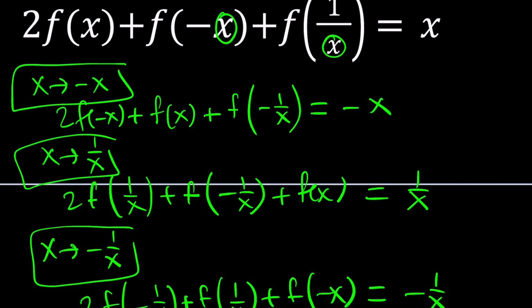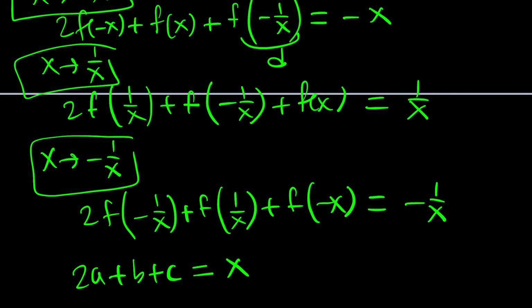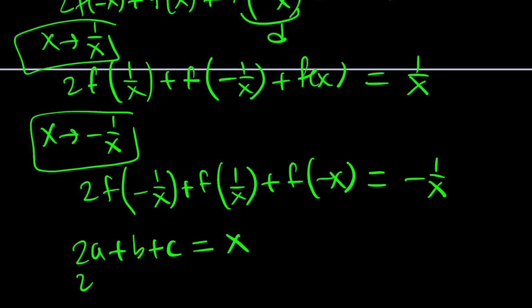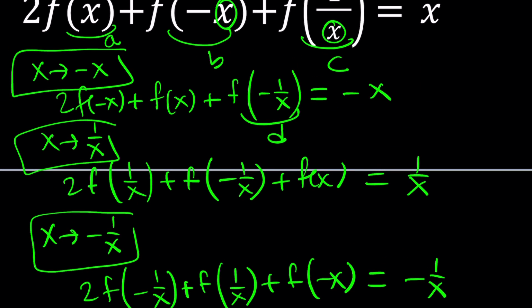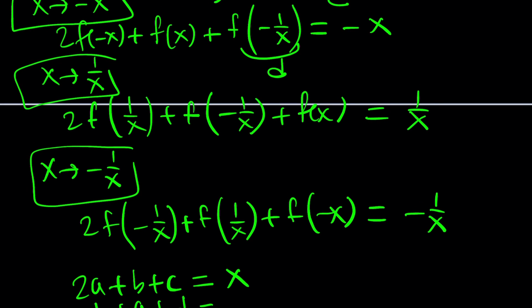So why don't we go ahead and name these something? Instead of repeating f of this, f of that, we can just call them a, b, c, d, which will be a lot easier to solve, don't you think? Let's call this a, call this b, call this c. The only thing that's different is this one. Let's call that d. So we get the following. 2a plus b plus c is equal to x. That's our first equation. The second equation is 2b plus f of x, which is a, plus f of negative 1 over x, the new thing, d, and that's equal to negative x.